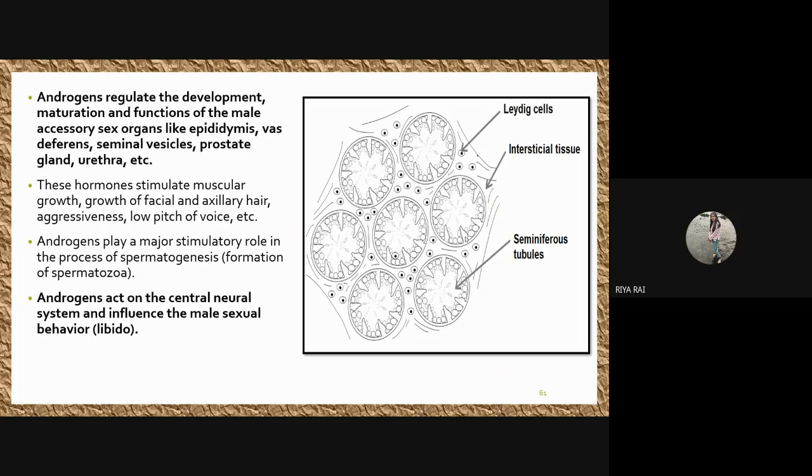Androgen also plays a major stimulatory role in the process of spermatogenesis, that is, the formation of spermatozoa. And androgen acts on the central nervous system and influences male sexual behavior.